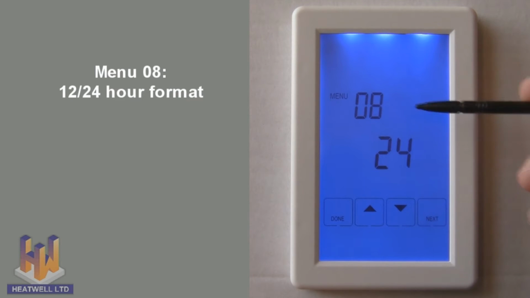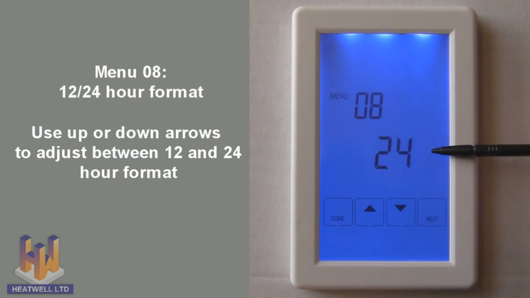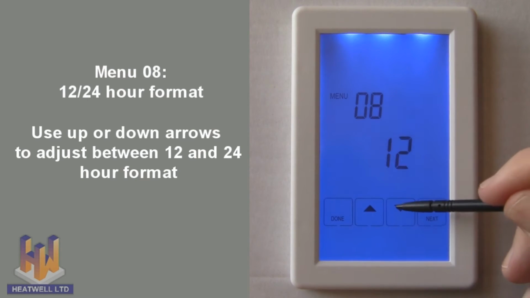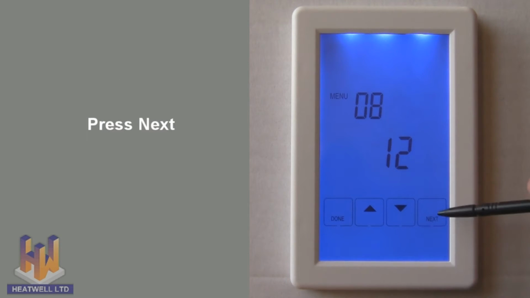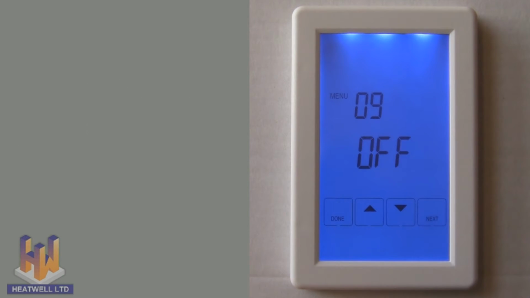Menu 8 is used to adjust the clock between 12 and 24-hour format. 24-hour format is the default option, but in this case we will change it to 12-hour format by selecting 12 and pressing Next to move to the next menu.